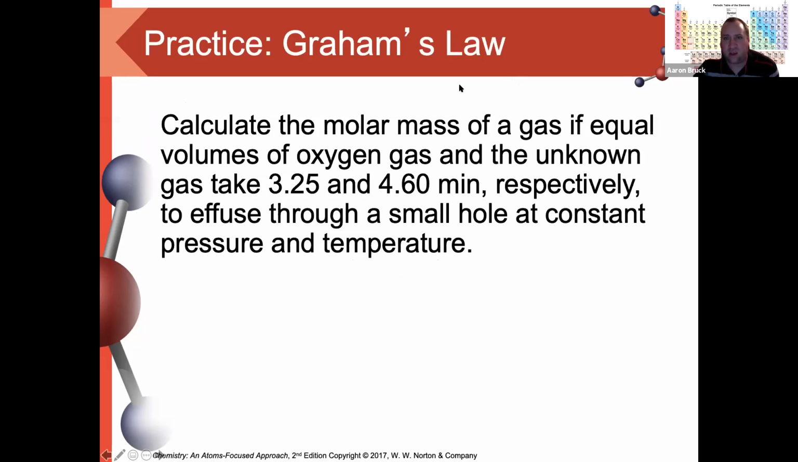Okay, so if I use oxygen as my time 1 and my unknown as time 2, then I can set up this equation relatively straightforward. I've got oxygen, 33.25 minutes, divided by the unknown's time, 4.60 minutes.